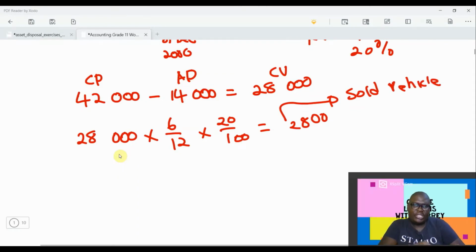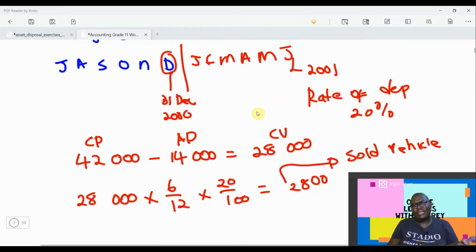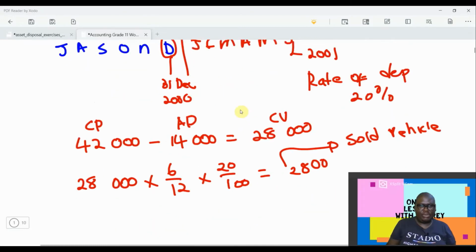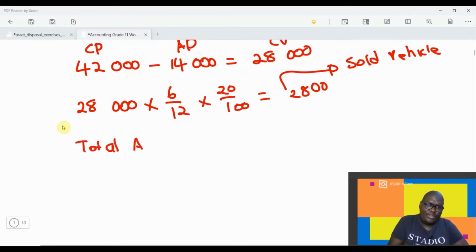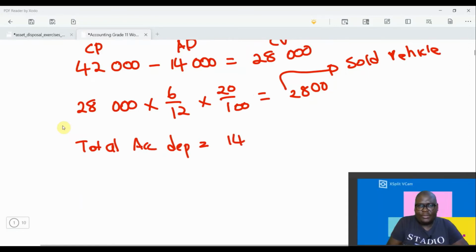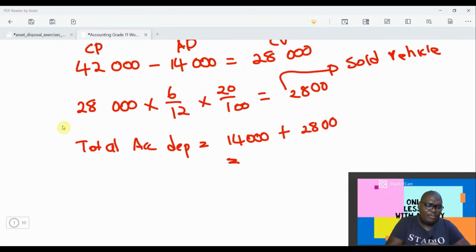Okay, so this is the depreciation for the sold vehicle. Now, for us to get the total accumulated depreciation of that particular asset, the total accumulated depreciation will be equal to 14,000 plus 2,800. We know that 14,000 plus 2,800 is equal to 16,800. So this is the accumulated depreciation that we must take out of the books of the business.